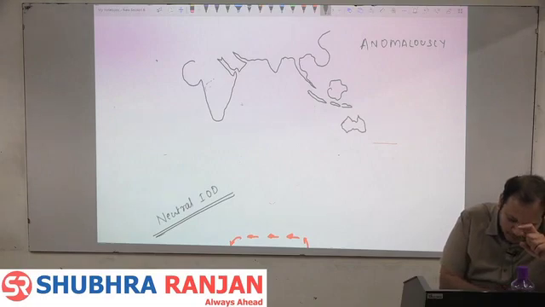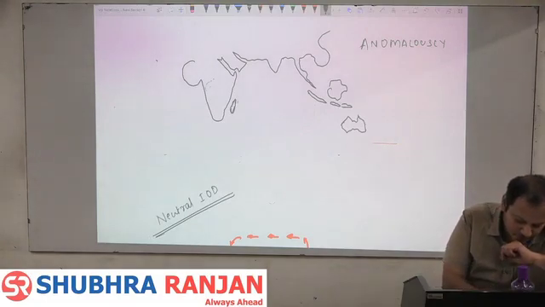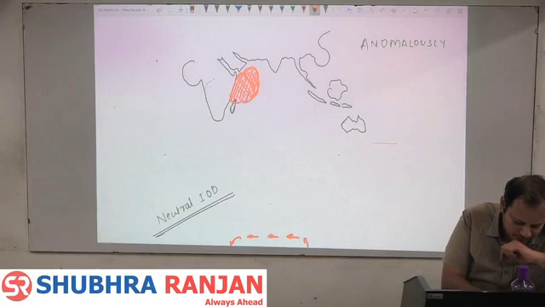Anomalously from east to west, causing upwelling, which causes cooling of Eastern Indian Ocean. In the bracket you can write due to upwelling, while the temperature rises in the Western Indian Ocean.